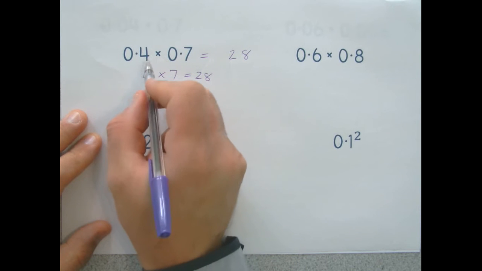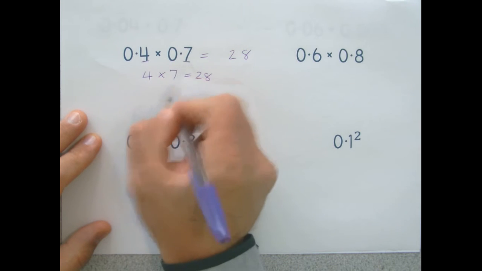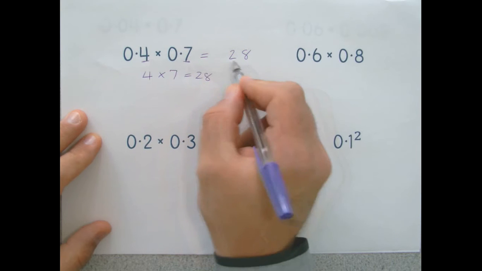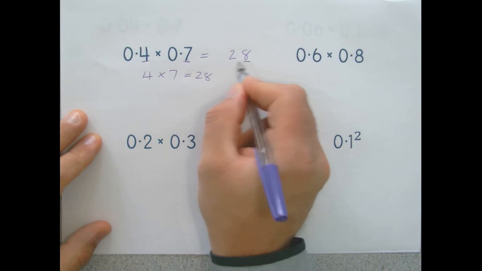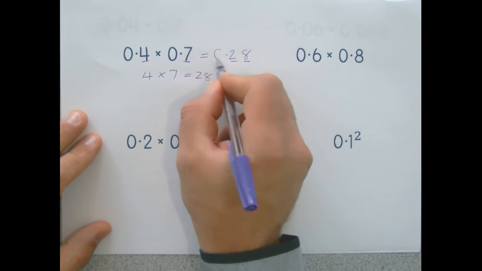What you do then is, look how many decimal places there are. There are 1, and there's 1 there. So there's 2 in total, which means you must have 2 in the answer. Okay, so these are our decimal places. So the decimal point goes there, and indeed we need to put a 0 here.